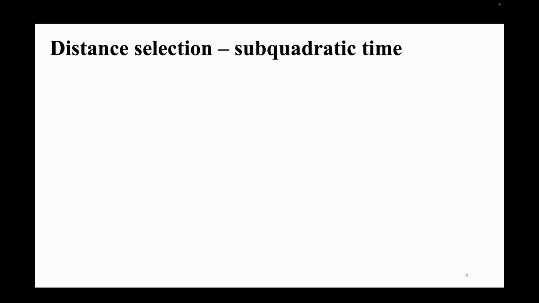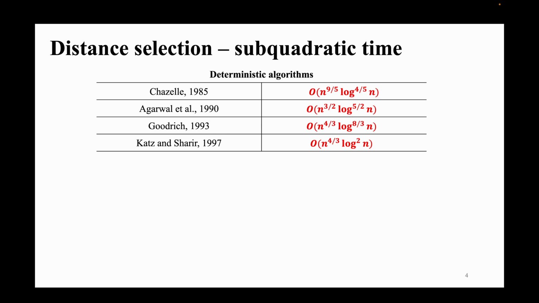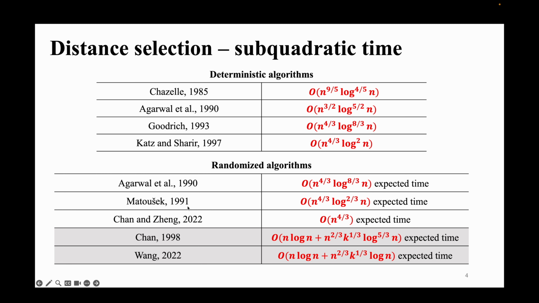Many scholars had proposed lots of subquadratic time solutions, and those solutions can be categorized into two types. The first type is the deterministic solutions. We can see that from 1985 to the previously best solution, which was proposed by Katz and Sharir in 1997, the time complexity was improved from n to the power of 9 over 5 to n to the power of 4 over 3, of course with some logarithmic factors. And the second type is randomized algorithms. The best randomized algorithm so far was proposed by Chen and Zhao in 2022, which takes n to the power of 4 over 3 expected time.